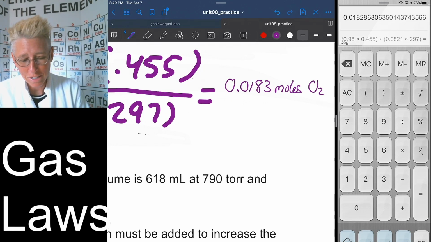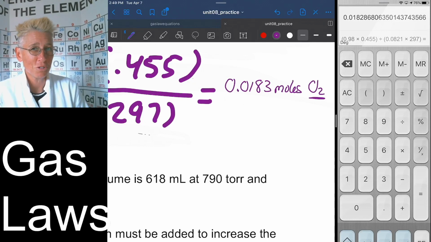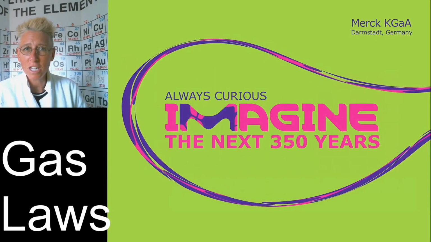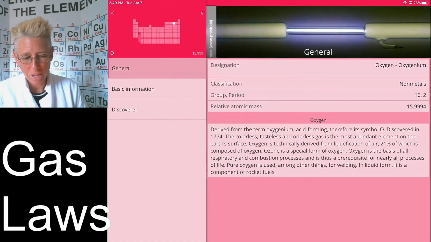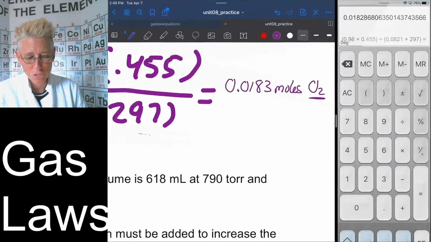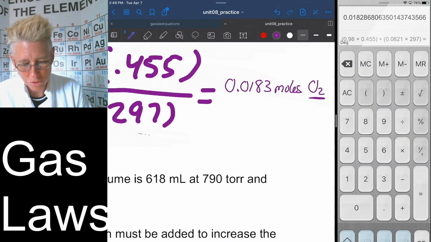Now keep in mind, oxygen, you see how I wrote that as O2, a diatomic. So I'm going to use the molar mass 32. Where do I get the molar mass from? Of course, the periodic table. When you look at the periodic table, oxygen's relative atomic mass, or average atomic mass, is 15.9994, but I'm going to round that up to 16.0 times 2. So I use the molar mass of 32.